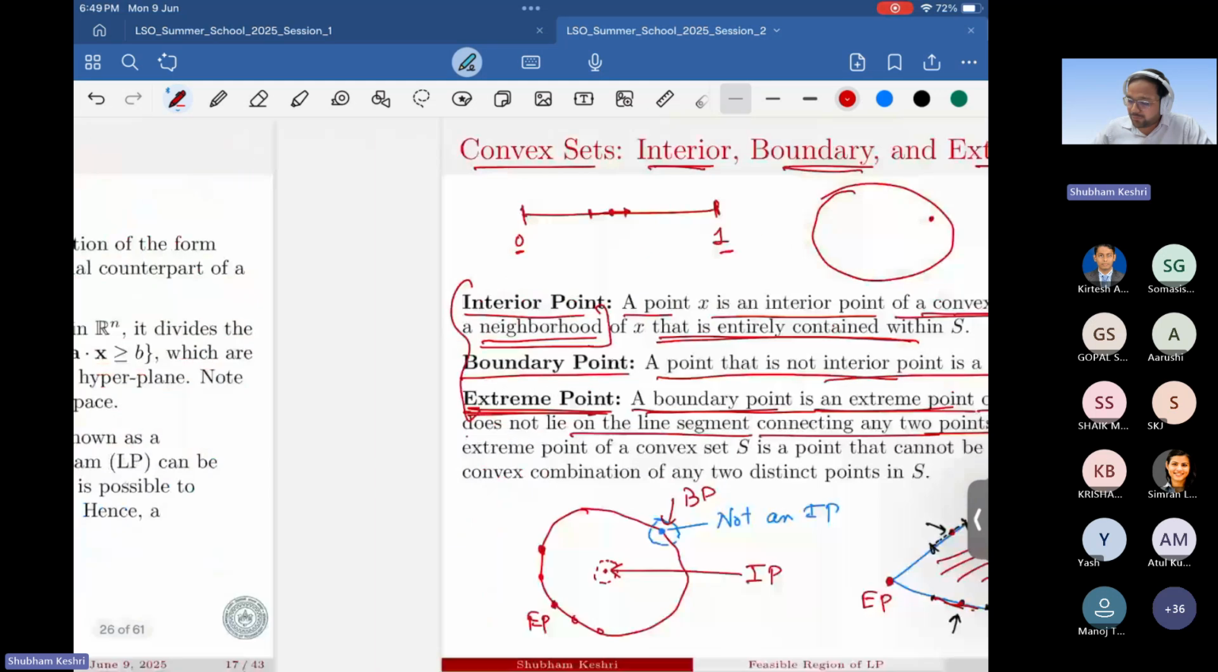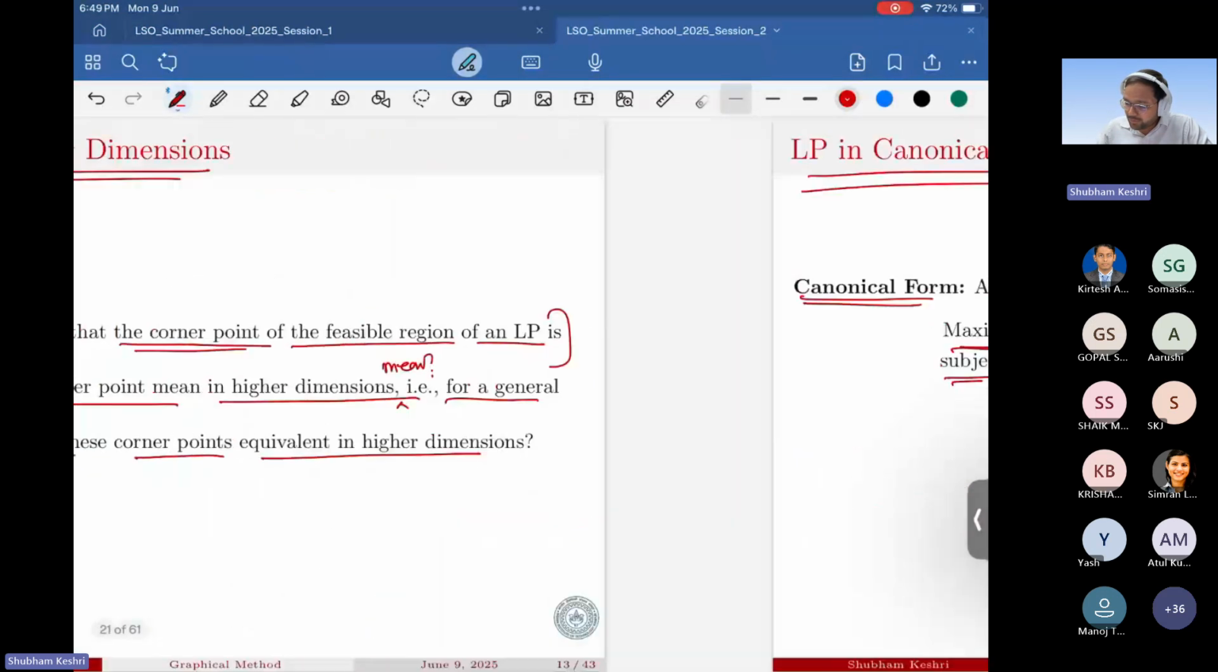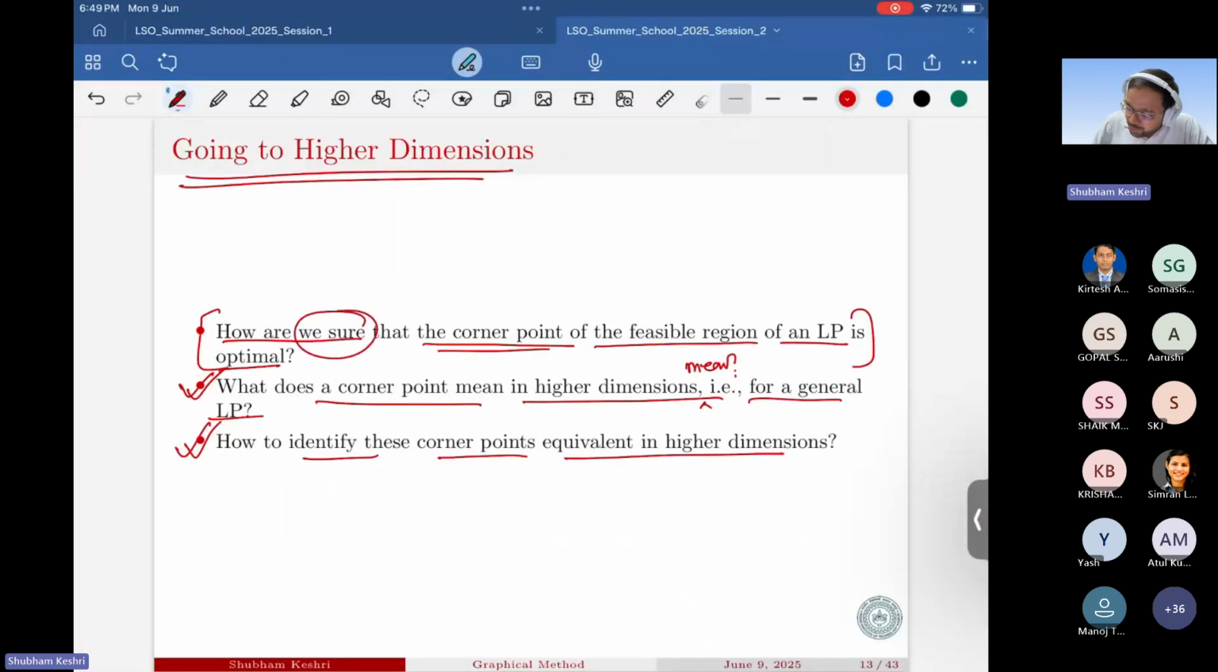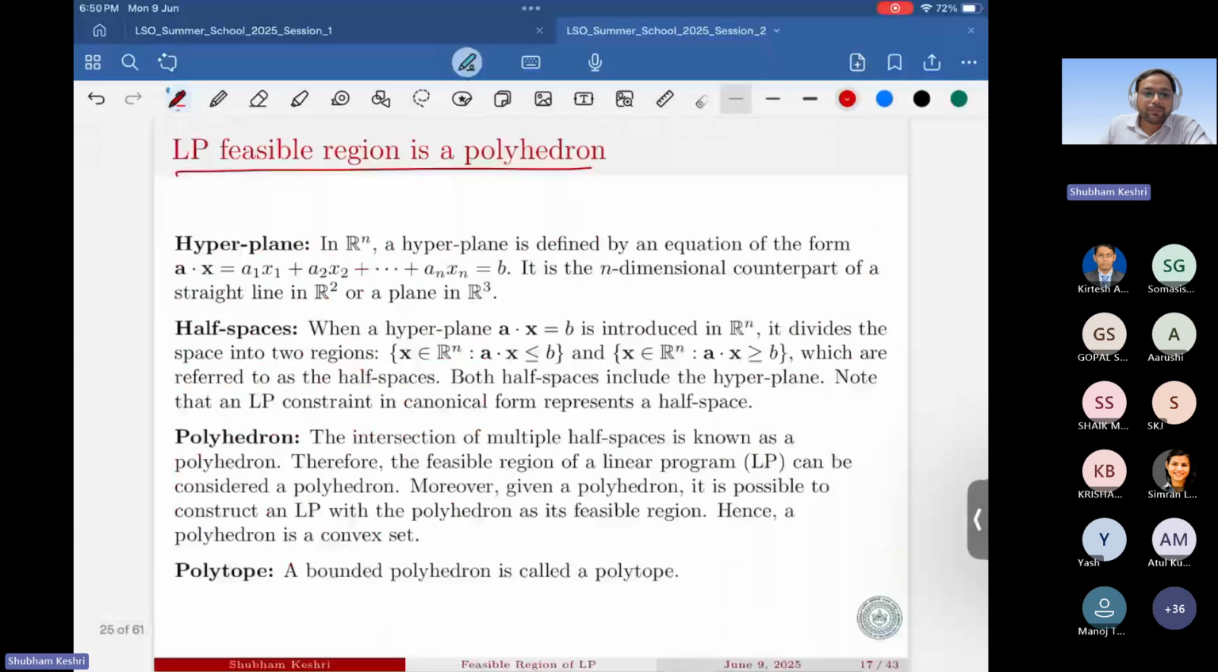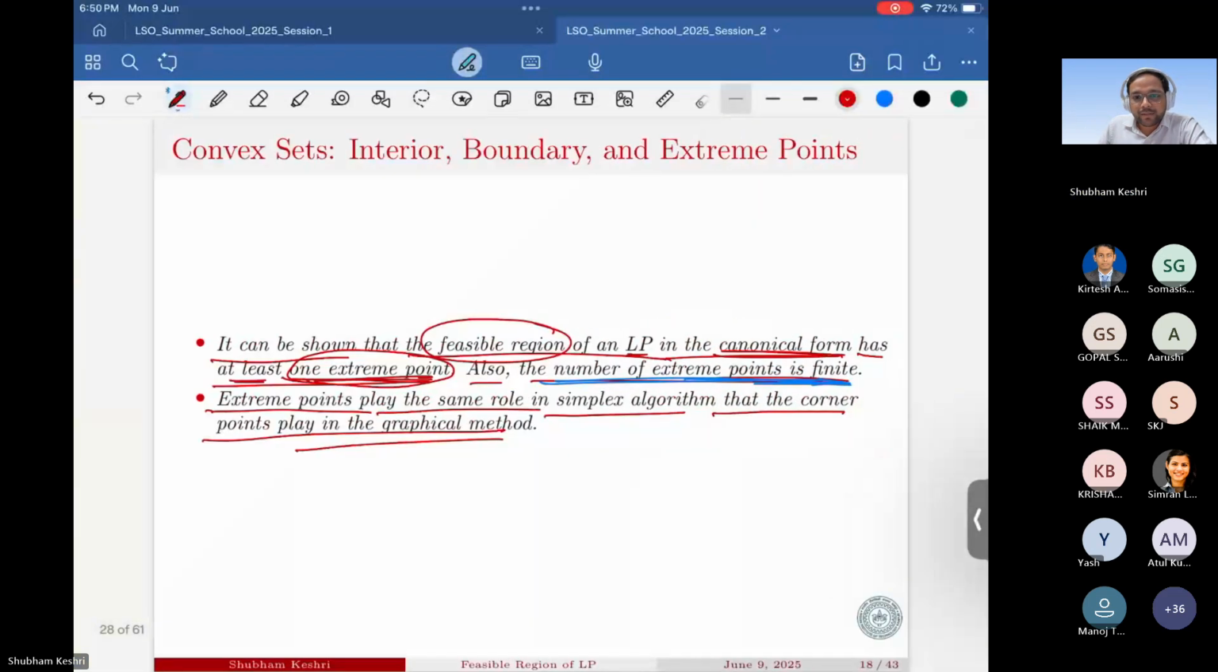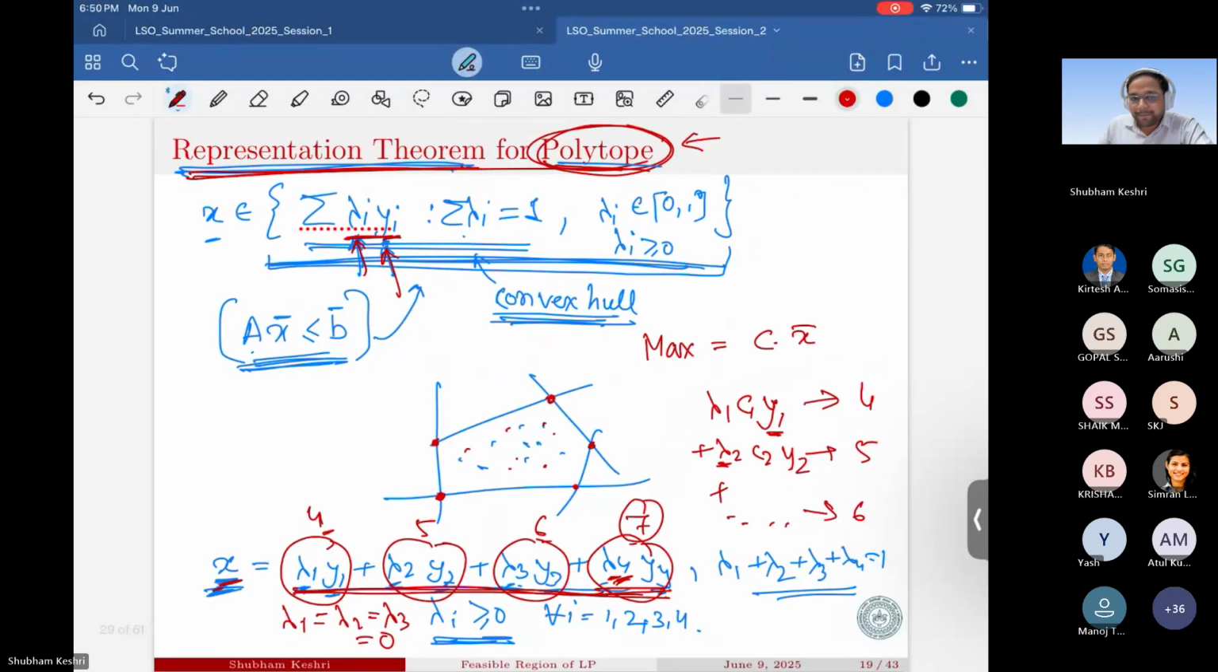So if you go back over here, we were talking about 3 questions. How are we sure that a corner point of a feasible region of an LP is optimal? This theorem says that if the feasible region is bounded, one of those corner points, an extreme point, will be optimal. Is that all right? Is it clear?